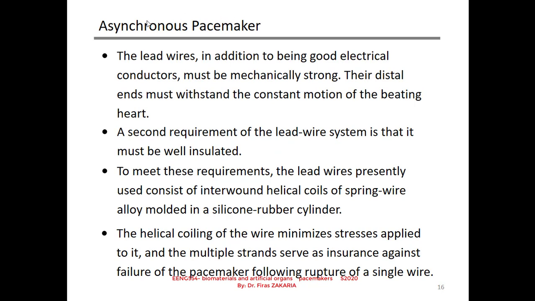This is concerning the first type of pacemakers, the asynchronous pacemaker. طبعا هذا الاسynchronous pacemaker حاليا ما عاد استخدم، هيستخدموا شيء متطور أكثر و more efficient. حنشوفه in the next video.